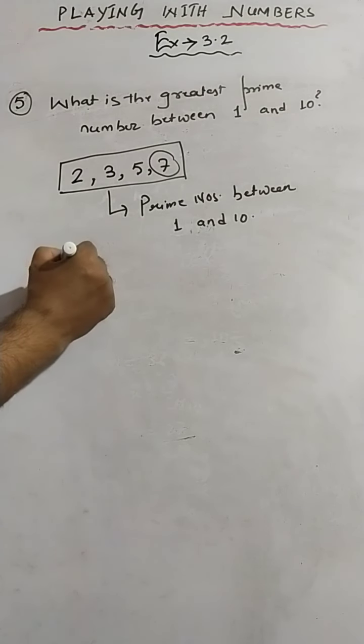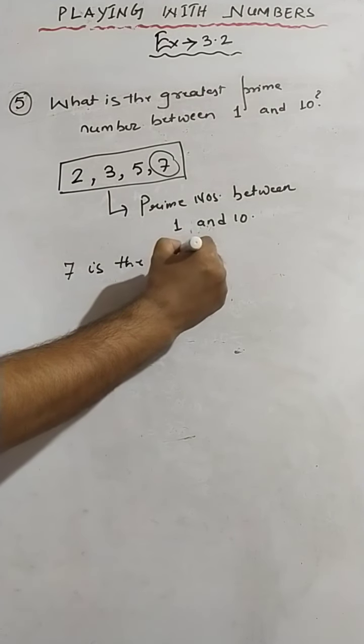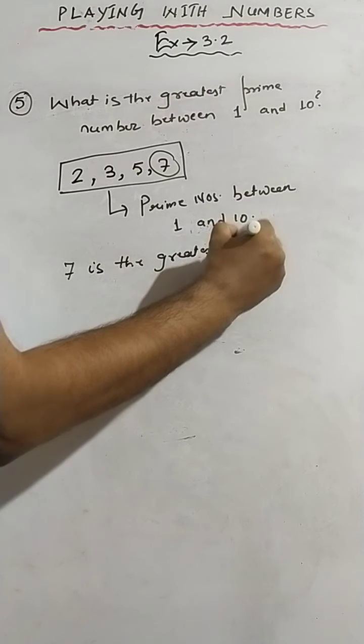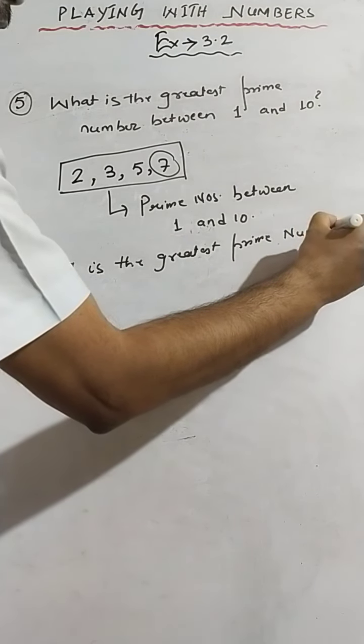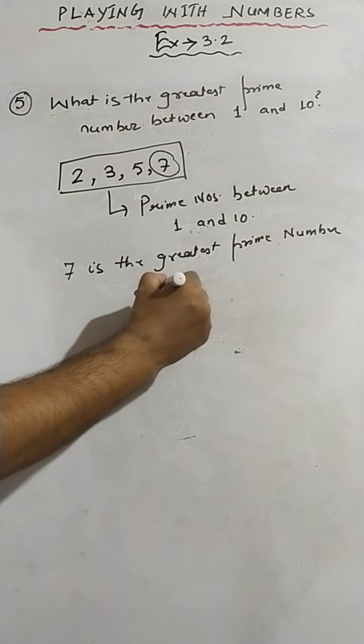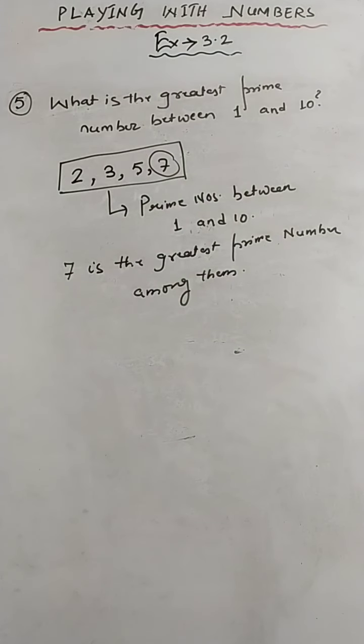So you just write it down. 7 is the greatest prime number among them. So this is how you will conclude the answer of question number 5.